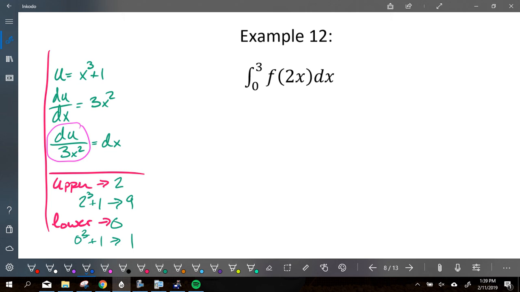There's a function inside of another. There's a composite function. There's a baby inside there. That baby is the 2x. That's going to be my U. So take a second. I'm telling you what U is. U is 2x. Find the derivative. Find what dx is, and then find your upper and lower bounds. Go.